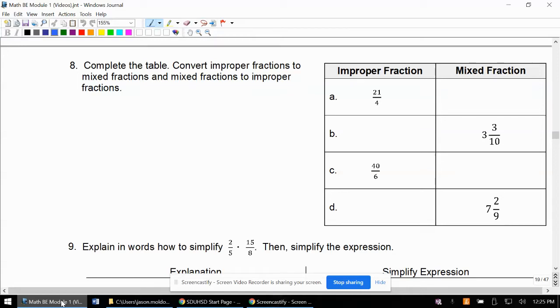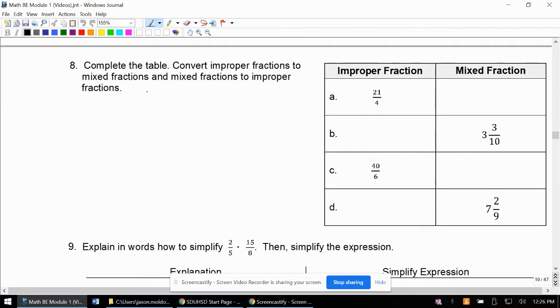This is the 1-1E lesson, page 2, and this is focused on operations with fractions. Number 8 says complete the table, convert improper fractions to mixed numbers, and mixed numbers to improper fractions. So we will start with A, which is 21 over 4.